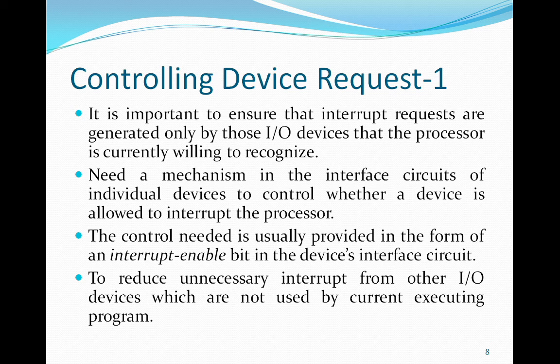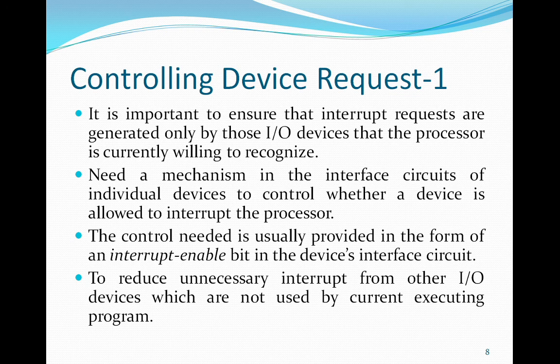The next concept is controlling the device request. Till now we have assumed that an IO device interface generates an interrupt request whenever it is ready for an IO transfer. For example, whenever the SIN flag, one of the status flags here, is equal to 1, then the IO device interface generates an interrupt request.